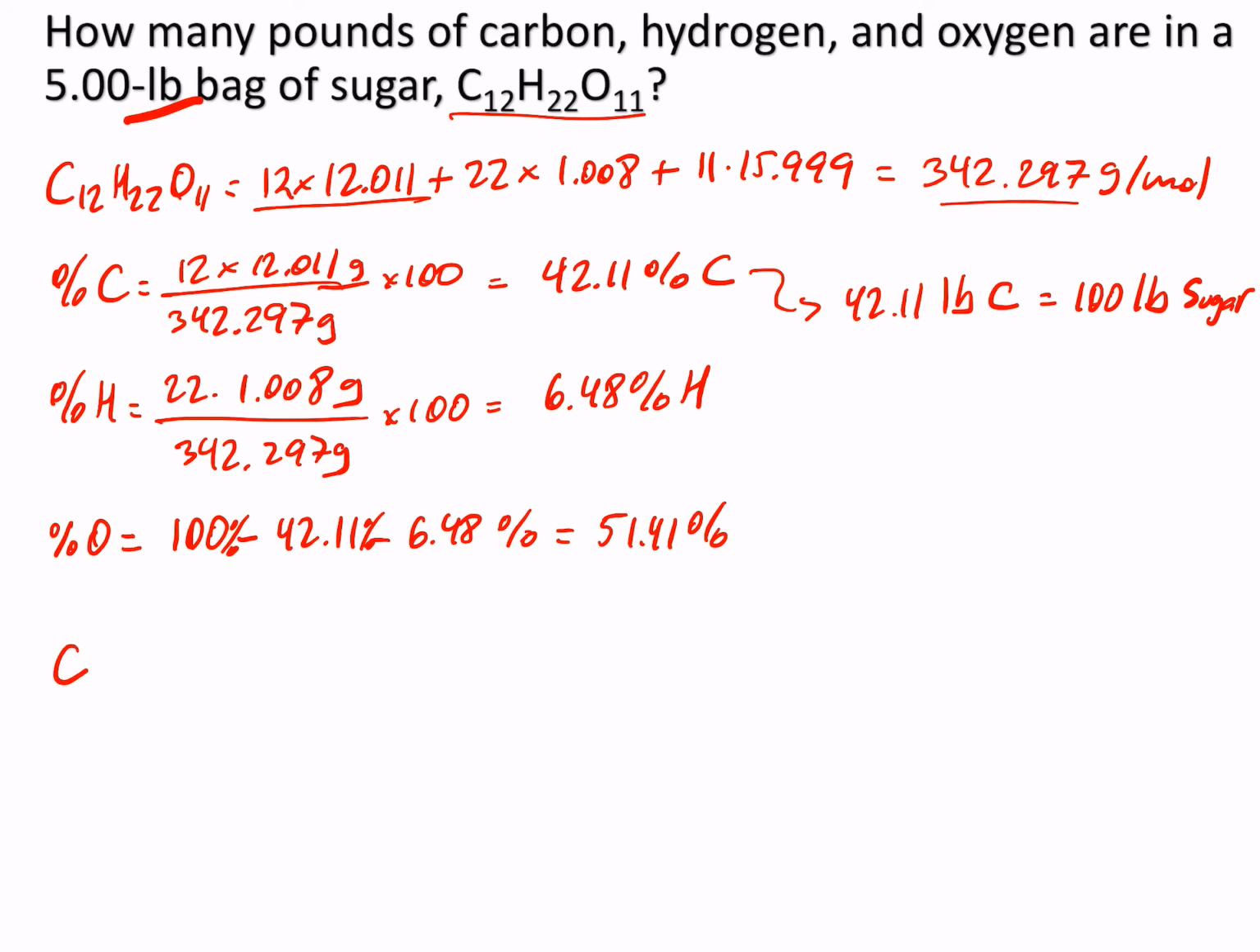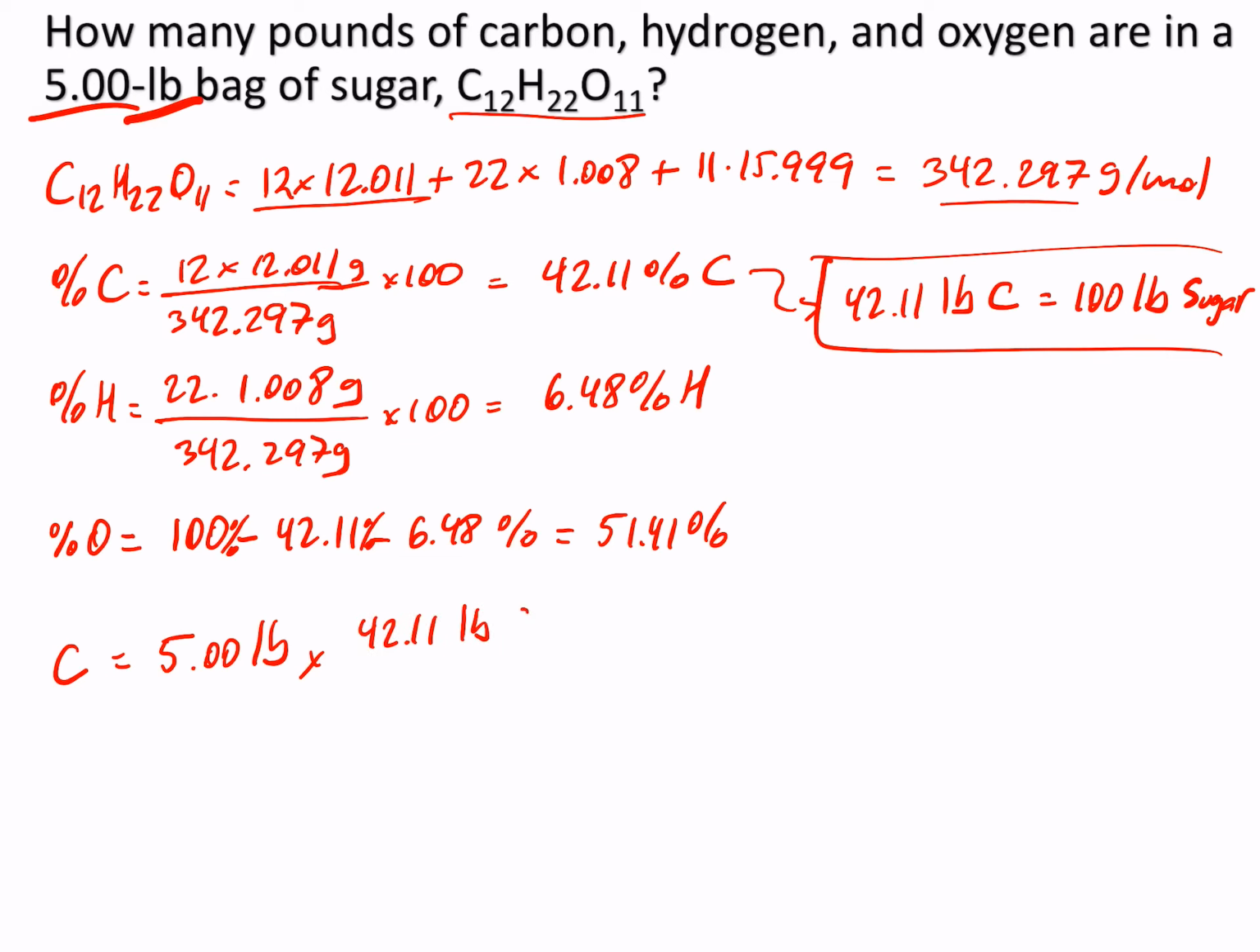So carbon in that bag would be equal to, you have 5 pounds of sugar times, we use this as a conversion factor, we have 42.11 pounds of carbon per 100 pounds of sugar, so these pounds cancel with these pounds, and that gives you 2.11 pounds of carbon in that bag.